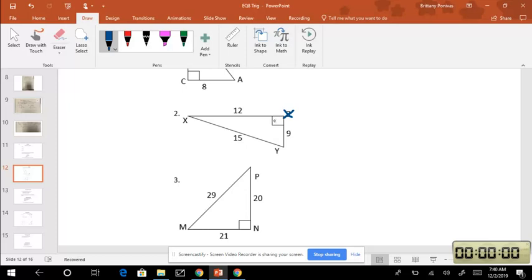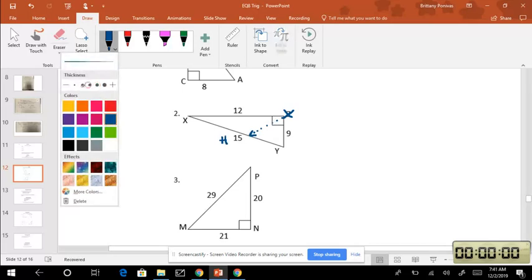Your hypotenuse is always across from your right angle, so the hypotenuse will never change. So this 15 is going to get an H, because that will always be the hypotenuse, no matter which angle you are finding the trig ratios of. I'm going to do X first.